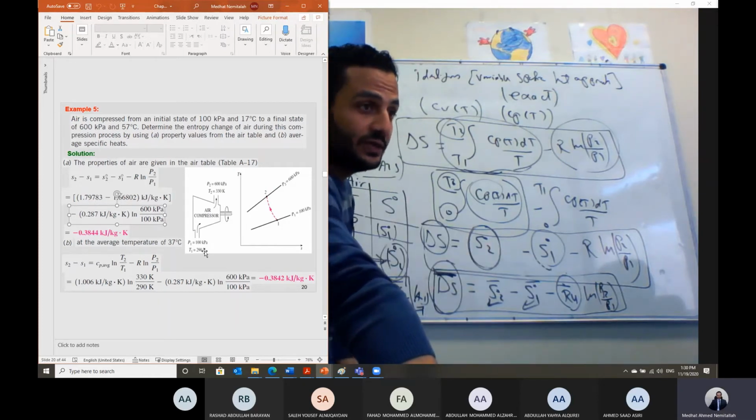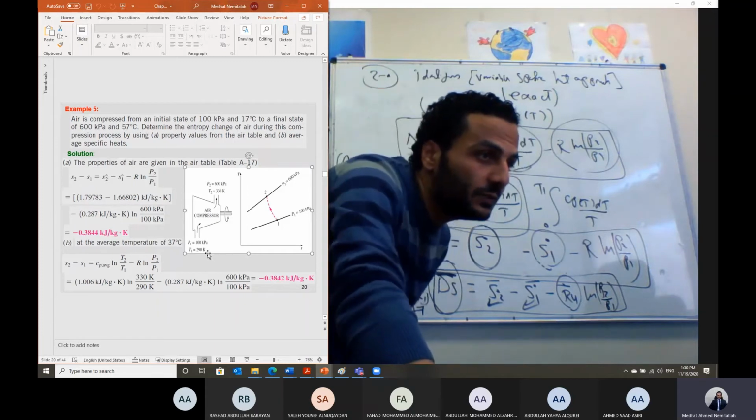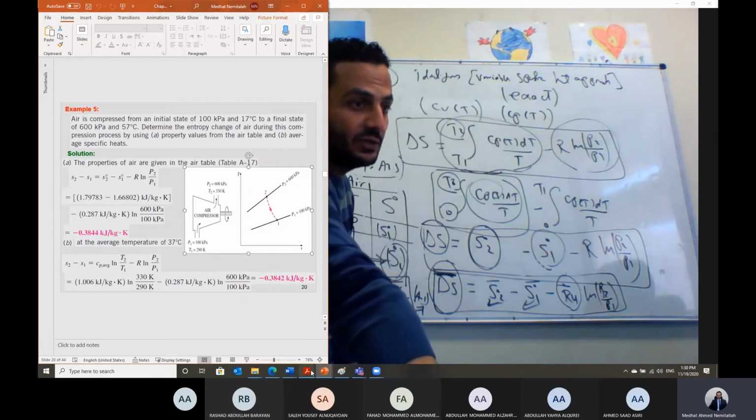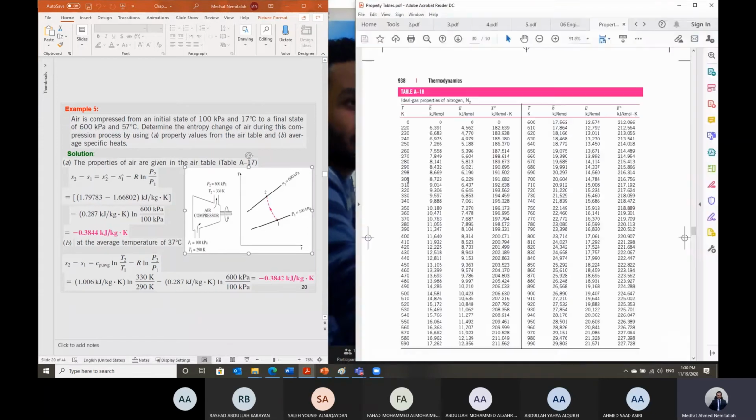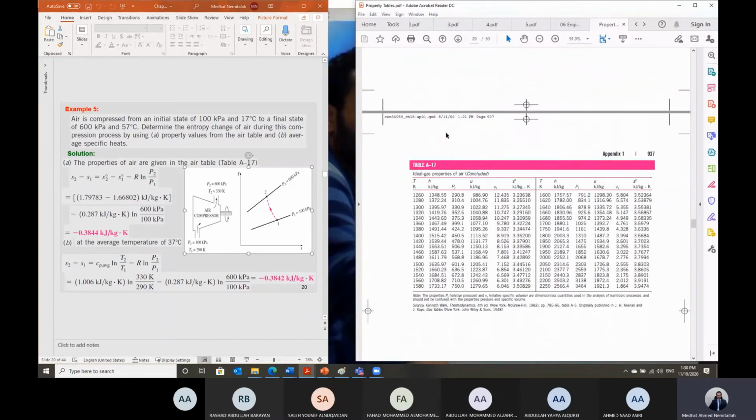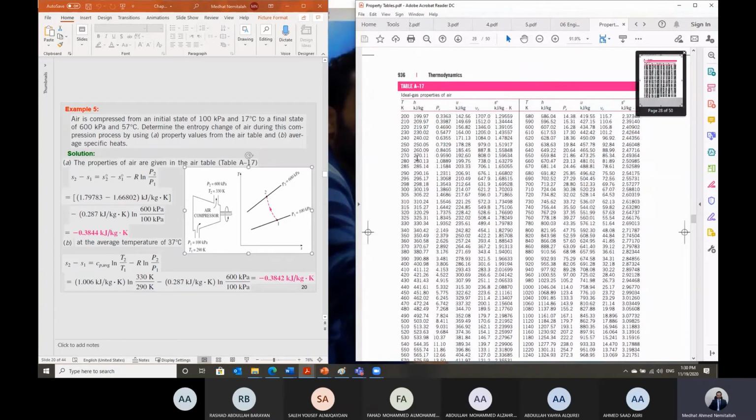At temperature T1 equal to 290 Kelvin, we can go to table A17. At temperature equal to 290, this is table A17 for air. Here it is. I can get the value of S naught 1, which is 1.668. This is the value of S naught 1. Like this, at temperature T2, we can get S naught 2. Then we can calculate delta S in kilojoule per kilogram Kelvin.